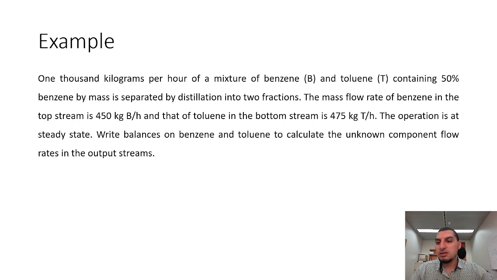So in this problem here, we have 1,000 kilograms per hour of a mixture of benzene and toluene that contains 50% benzene by mass, and it's fed to a distillation column to be separated into two fractions. The mass flow rate of benzene in the top stream is given, and the toluene in the bottom stream is given, and the operation is at steady state. We want to write the balance equations on benzene and toluene to calculate the unknown component flow rates in the output streams. So the problem this way is not going to be clear, and the inputs that we have are not very clear.